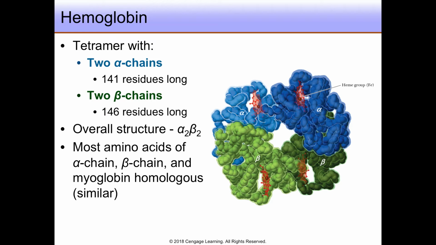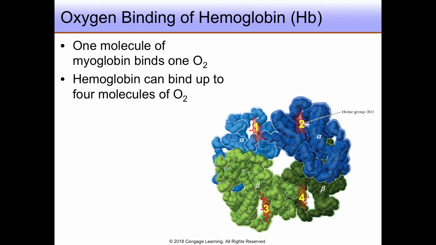Hemoglobin is also an oxygen-binding protein, and it's interesting to note that the two chains in hemoglobin and the one chain of myoglobin are very homologous, that is, similar in three-dimensional structure. With its single heme group, myoglobin can only bind one oxygen molecule at a time. In contrast, hemoglobin carries four heme groups, one in each subunit, and carries four molecules of oxygen when fully saturated.